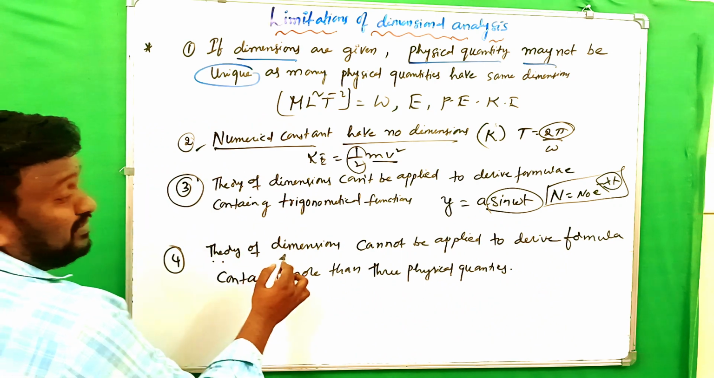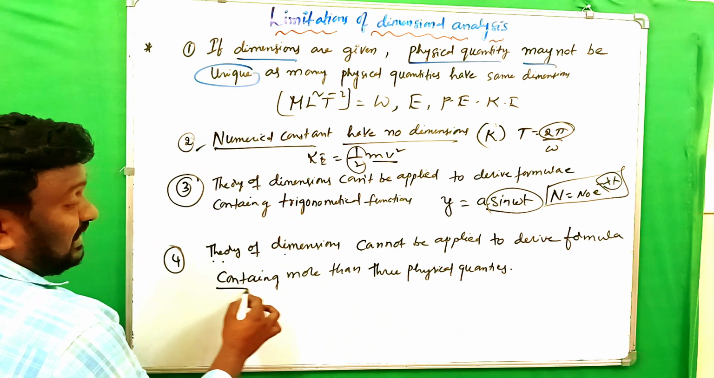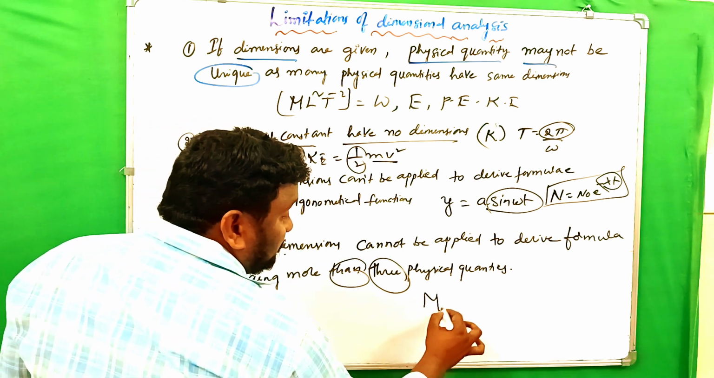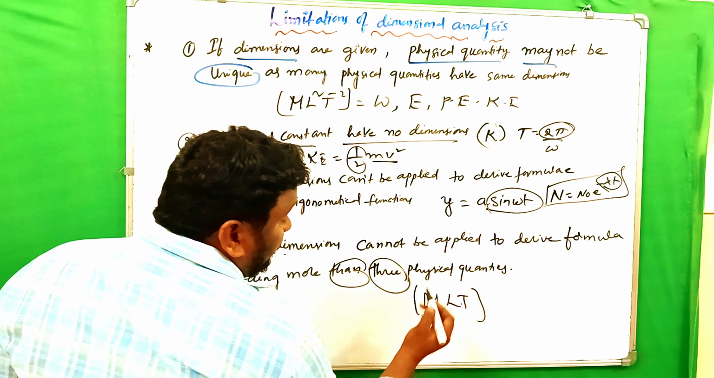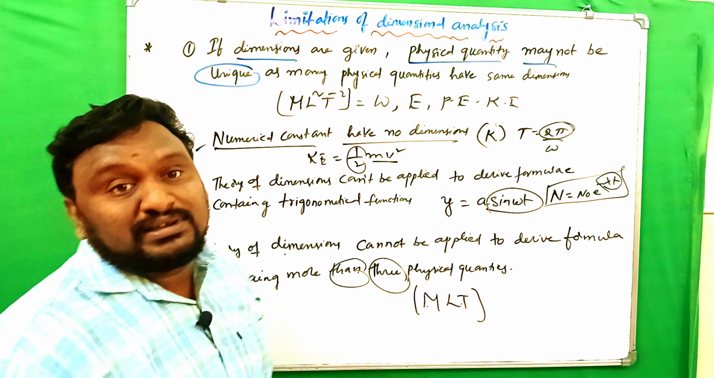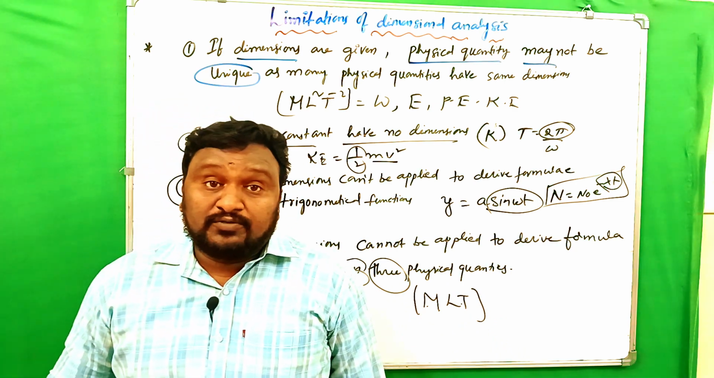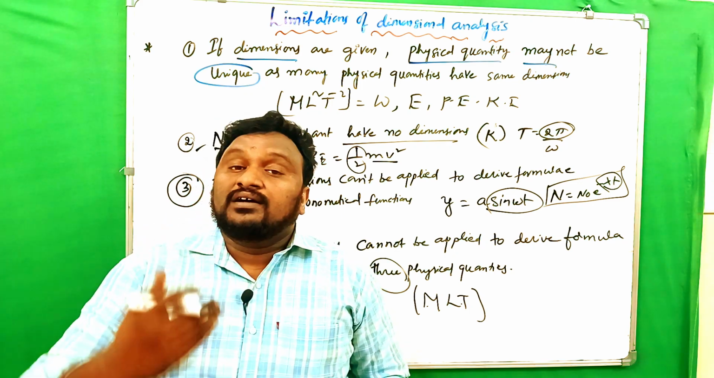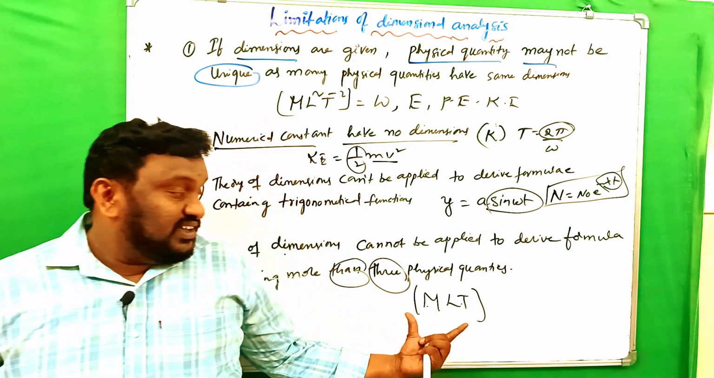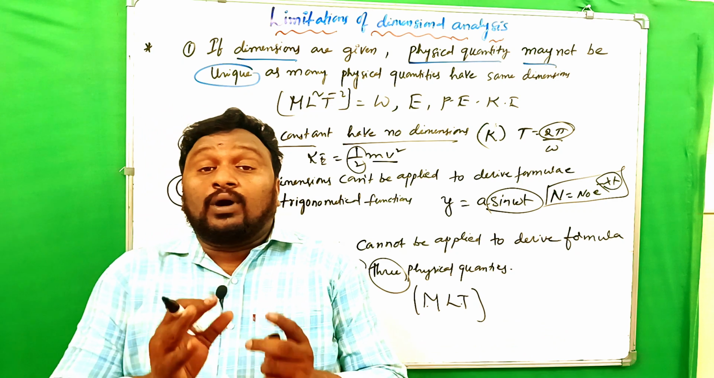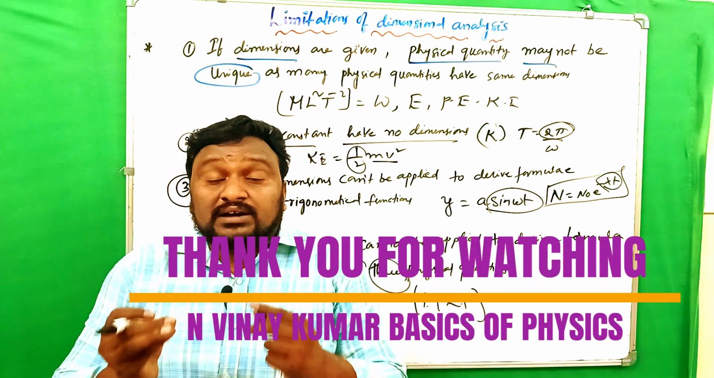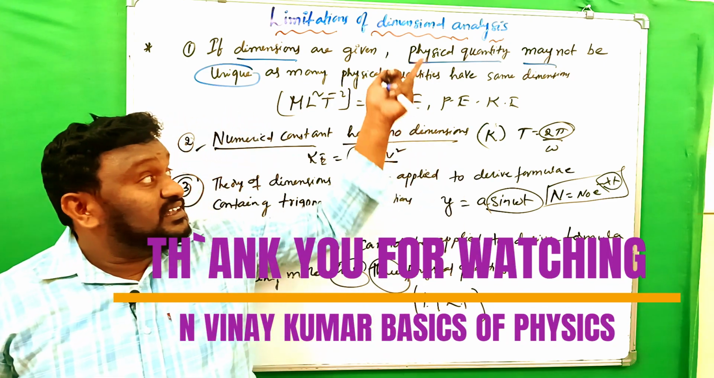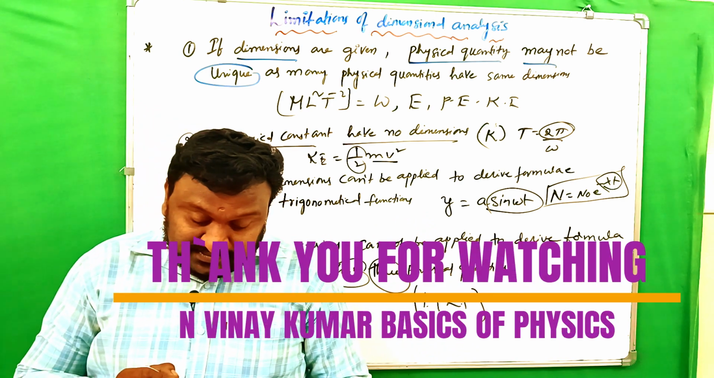And the theory of dimensions cannot be applied to derived formulas containing more than three physical quantities. So anything should be explained like this only, MLT. We are mainly using mass, length, time, the base quantities, as the dimension formula for different physical quantities. While deriving a relation, or checking whether an equation is correct, we mainly use this. When there are more than that, we are not able to establish the relation between more quantities. So these are the limitations of dimensional analysis.